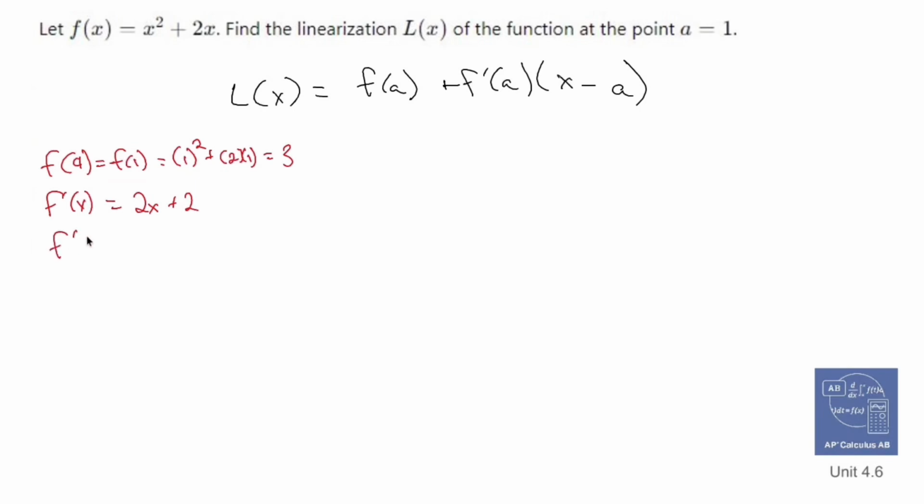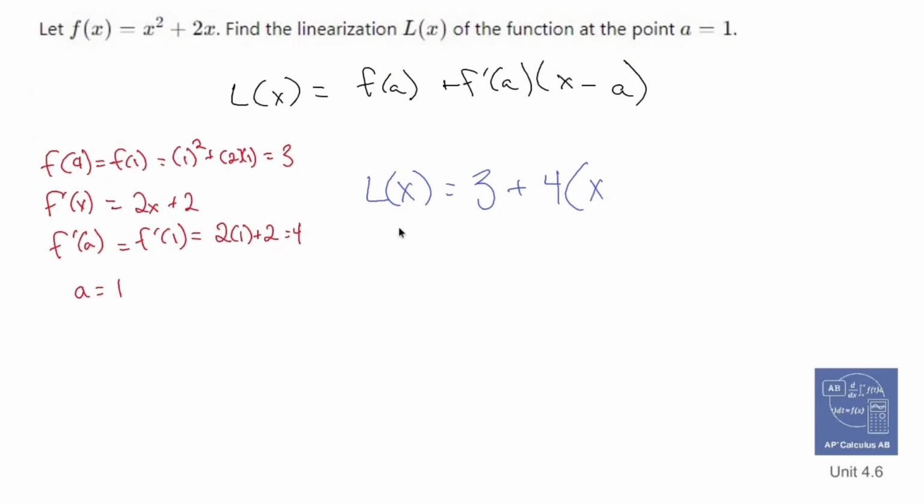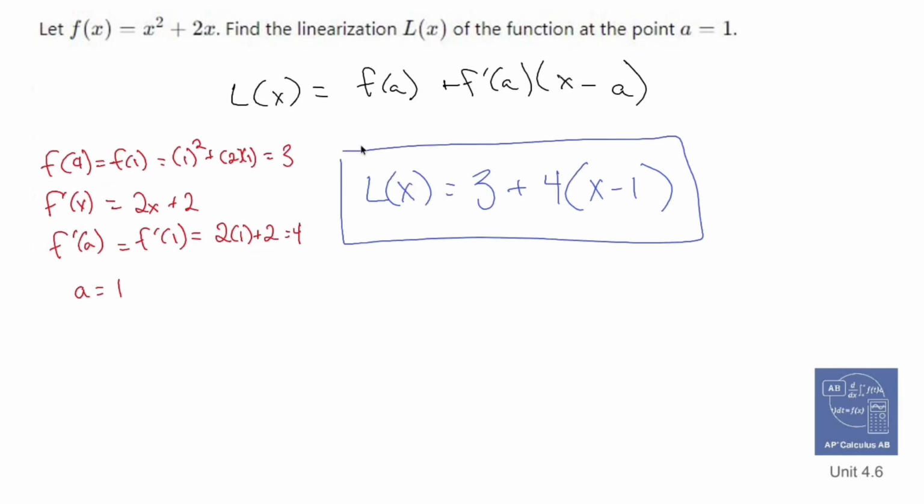So f prime of a is going to be f prime of 1, which is going to be 2 times 1 plus 2, which is 4. Also, a is 1. I can handle that. So writing out my formula, the linearization is going to be L of x equals f of a, which is f of 1, which is 3, plus f prime of a, which is f prime of 1, which is 4, times the quantity x minus a, x minus 1. And that's how you do it.